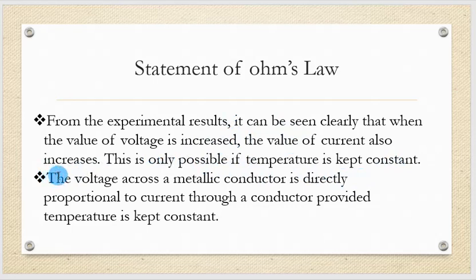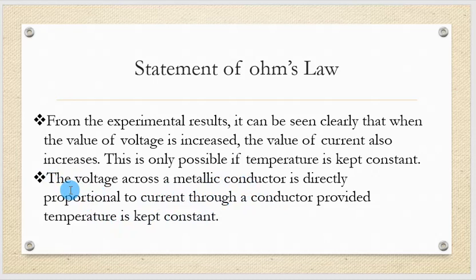So the voltage across a metallic conductor is directly proportional to the current through it, provided the temperature is kept constant. So the voltage across a metallic conductor is directly proportional to the current through it, provided temperature is kept constant. This is what we call Ohm's law.